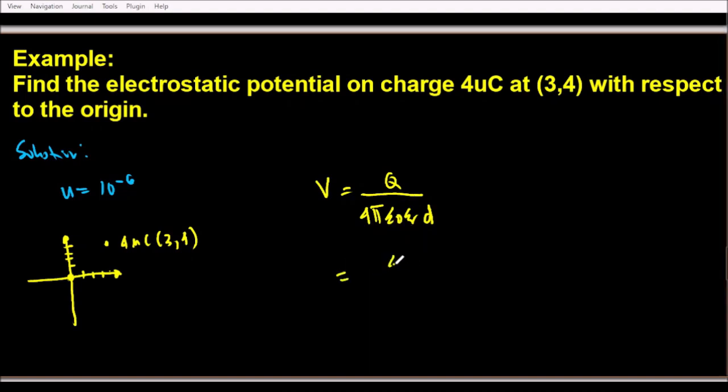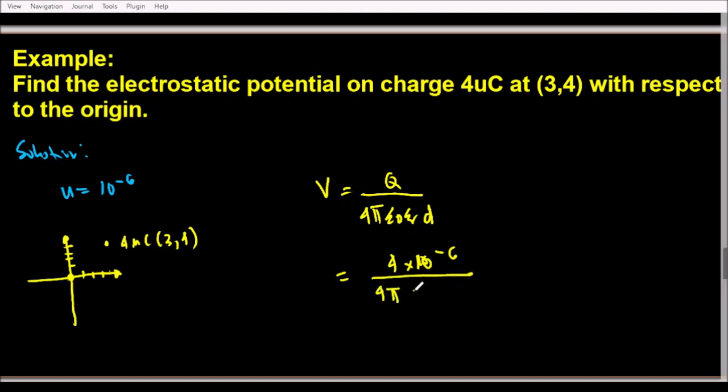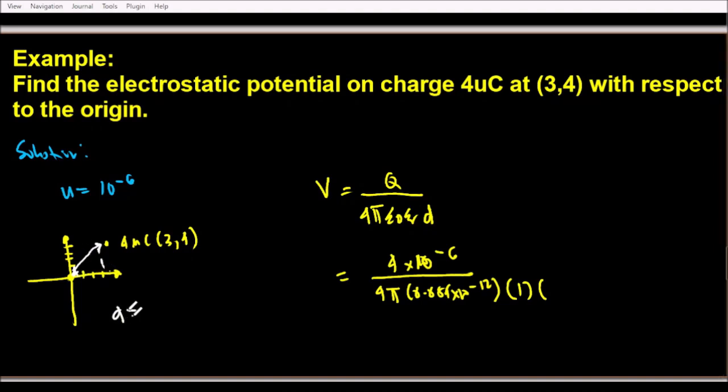So, what is our charge? 4 times 10 to the power of negative 6, no? That is 4 micro. Then we have 4 pi times epsilon sub 0, which is 8.854 times 10 to the power of negative 12, times 1 times, what is the distance? This is another right triangle, the hypotenuse. So your d is equal to, from here this is 3 squared, then going up that is 4. So your d is like the previous examples, equal to 5.